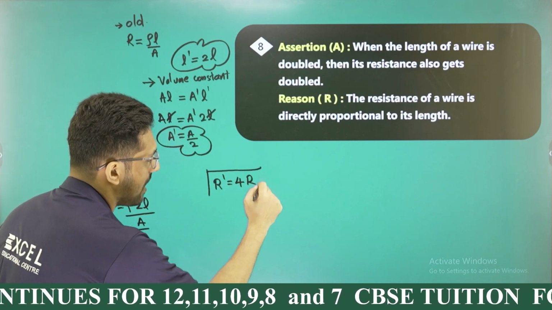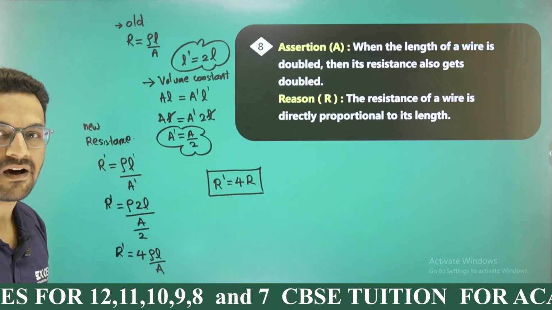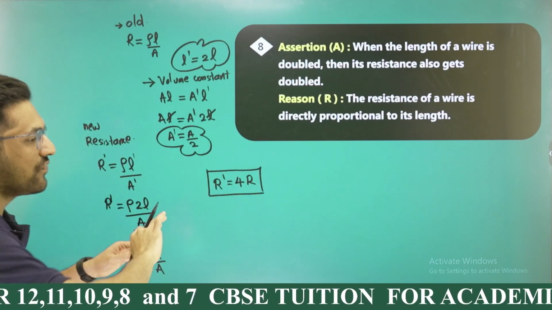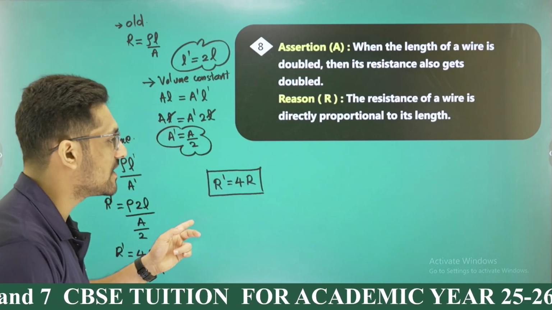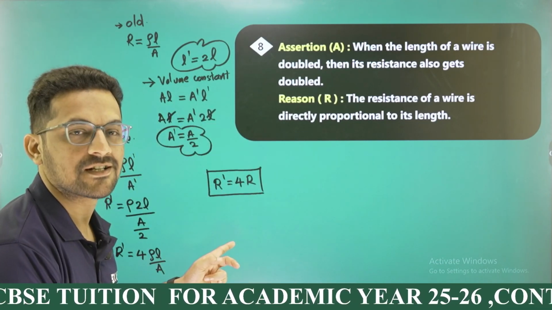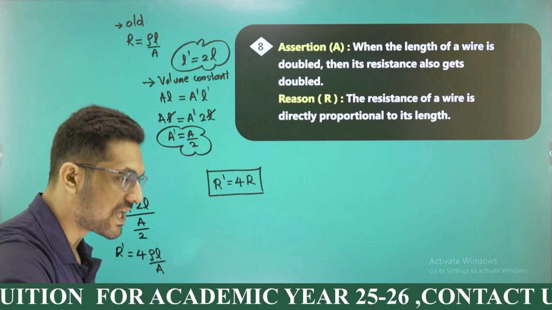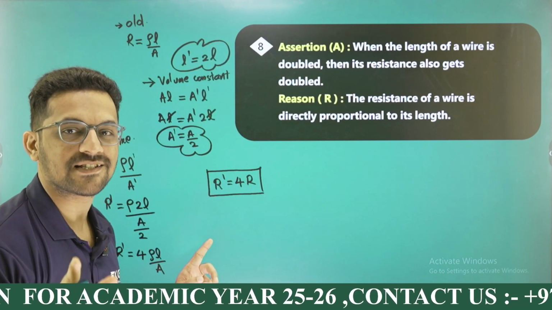What is that? R dash is equal to 4 times R. What is the meaning of this? If you stretch the wire and the length of the wire is doubled, then the resistance becomes 4 times. Resistance is not doubling. Resistance becomes 4 times. Did you understand this? Okay.